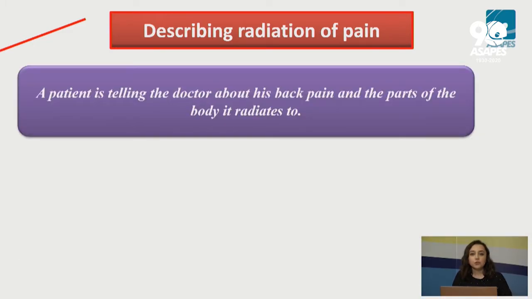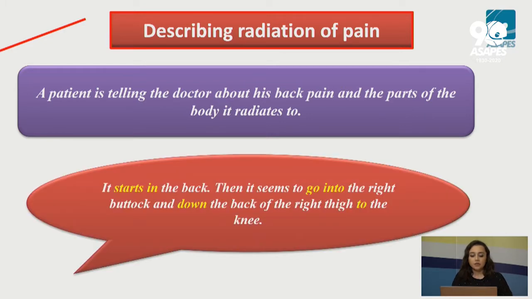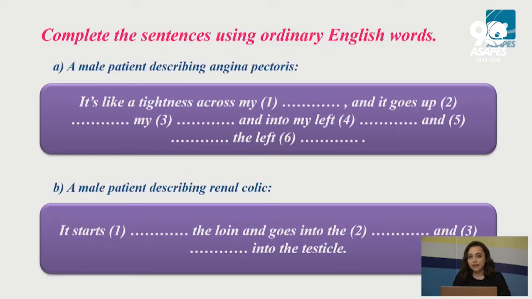Now let's imagine a situation where a patient describes his condition to a doctor. Patient is telling a doctor about his back pain and the parts of the body it radiates to. It starts in the back, then it seems to go into the right buttock and down the back of the right thigh to the knee. As you can see, special words such as starts in, go into, down, and to are used to express the radiation of the pain. Now it's time to practice.